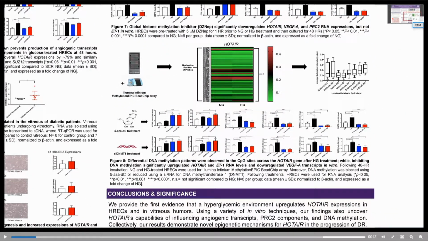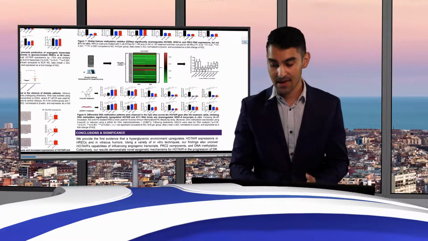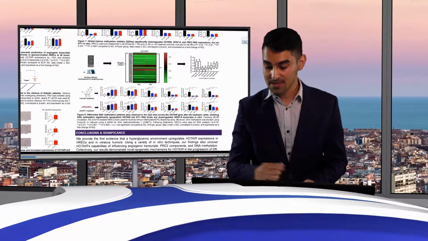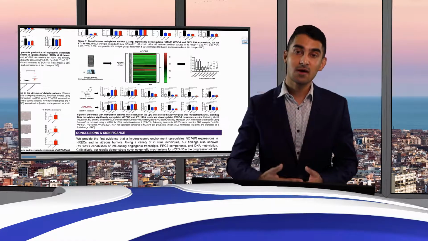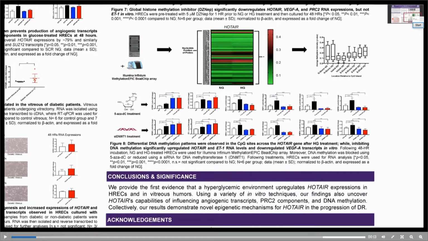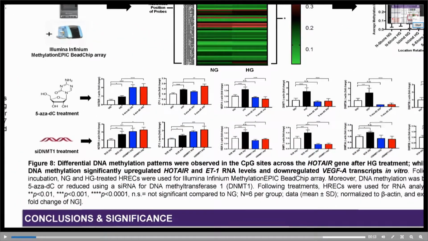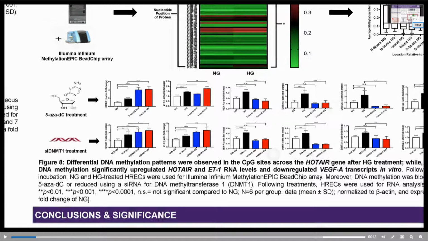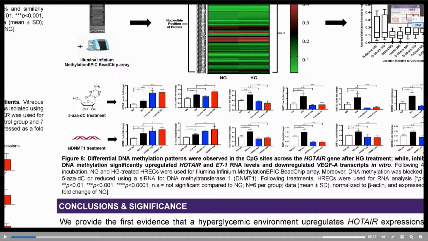For figure 8, we performed a DNA methylation array on human retinal endothelial cells incubated in normal glucose or high glucose conditions at the 48-hour mark. What we found was that high glucose promotes a strong DNA hypomethylation at the HOTAIR promoter region. What we did next is we administered different DNA methylation inhibitors, which include 5-AZA-DC, as well as an siRNA targeting the DNA methyltransferase 1 enzyme. We found that the HOTAIR, ET1, and VEGF levels were all differentially impacted by these different treatments.